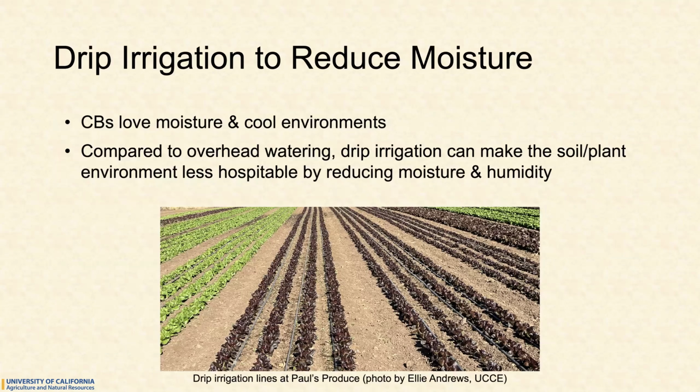As I mentioned, drip irrigation can help reduce soil moisture and humidity around the plant. Cucumber beetles really love moist, cool environments. Compared to overhead watering, drip irrigation can help make the soil and plant environment less hospitable by reducing moisture and humidity. And here's a really nice, lovely photo of drip lines at Paul's Produce. So you can see what drip irrigation can look like in annual crop systems.